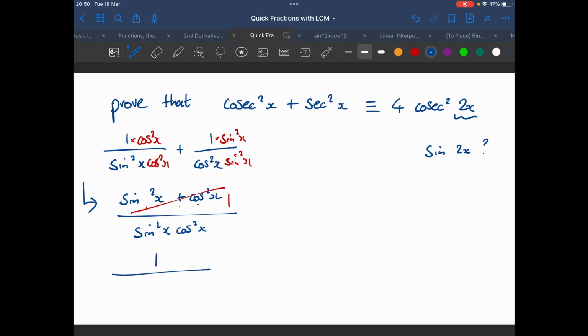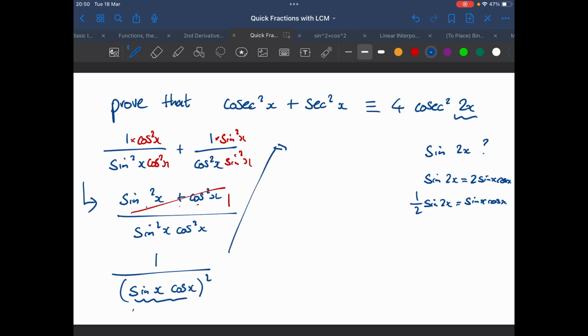Let's try 1 over (sine x cos x) all squared. Why? Because this is related to the sine double angle rule, isn't it? Remember that sine 2x is 2 sine x cos x. So a half sine 2x would be equal to sine x cos x. So let's put that result in and let's go up here. So 1 over (a half sine 2x) all squared.